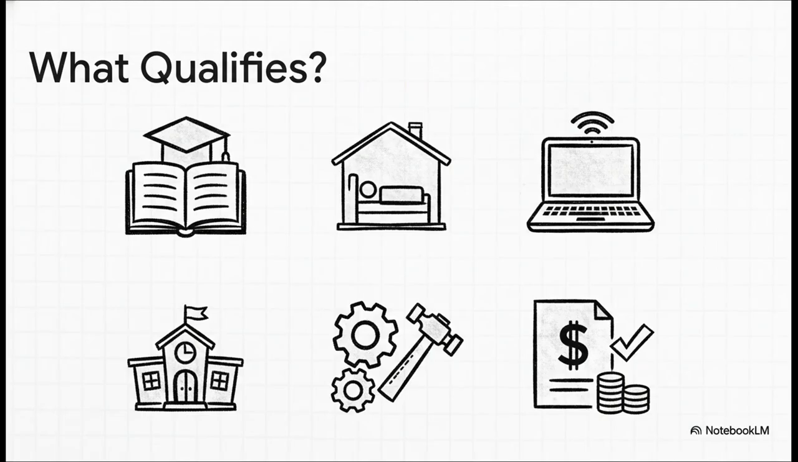Now, the list of what actually qualifies has gotten a lot longer over the years. You've got the usual suspects, right? Tuition, fees, books, room and board, as long as the student is enrolled at least half-time. But like we saw on the timeline, different laws have added technology, up to $10,000 a year for K-12 tuition, costs for apprenticeships, and even up to a $10,000 lifetime limit for student loan repayments.